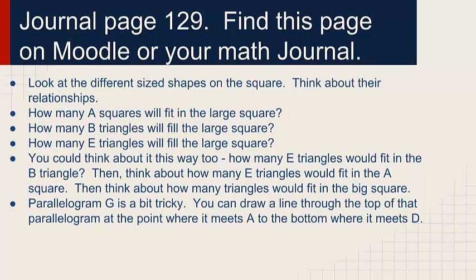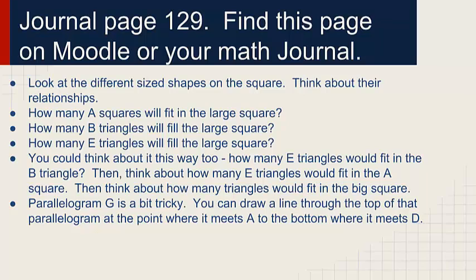And then take a look at E. See that E triangle in the corner there? Take a look at how those relationships are. How many of those little E triangles fit into the B triangle, which fit into the A square, which fits into the great big square? So it all fits together.